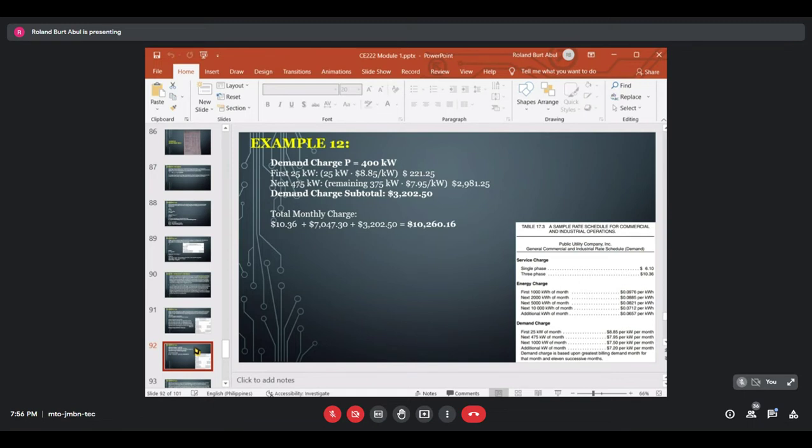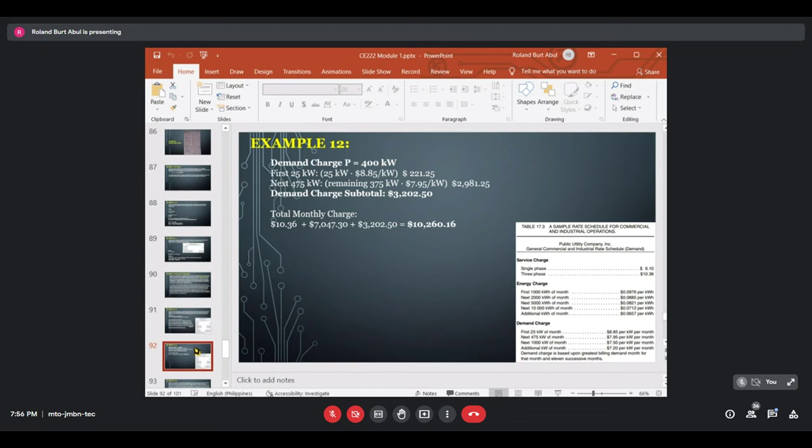So, i-add up tong 5 ka-component sa energy charge. So, nakakuha tag subtotal of 7,047.30. Nakuha ba ito na to, guys? Yes, sir.